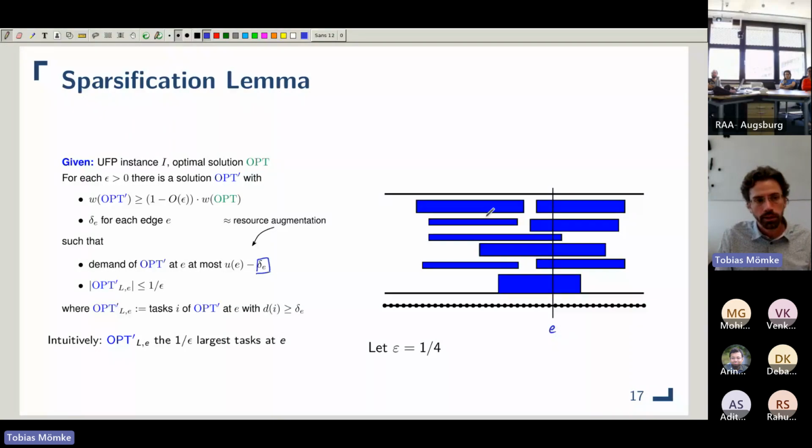The way that we deal with that, in the sparsification lemma, is to look at the 1/epsilon largest tasks. So we have that one, that one, that one, and that one, large with respect to the demand. And then we can guarantee that we remove at least one of them. Say that one will be removed. Then this delta E that we gain is the size of the task that we remove. And this we can get for each of the edges. So for all edges simultaneously, we can get this sparsification property with only losing an epsilon of the cost overall. So this is the strength of the lemma.